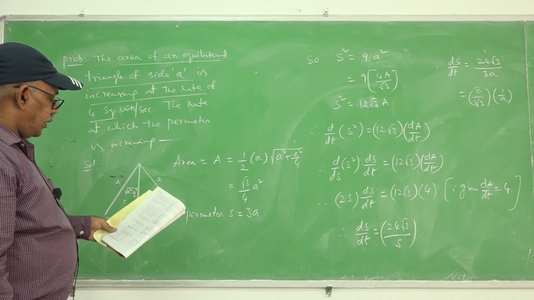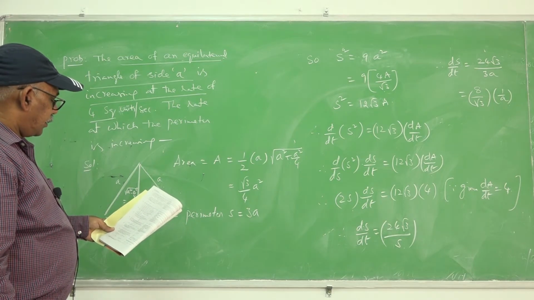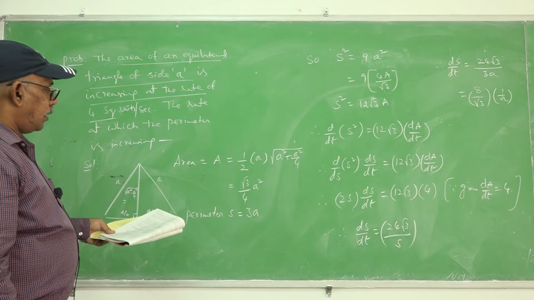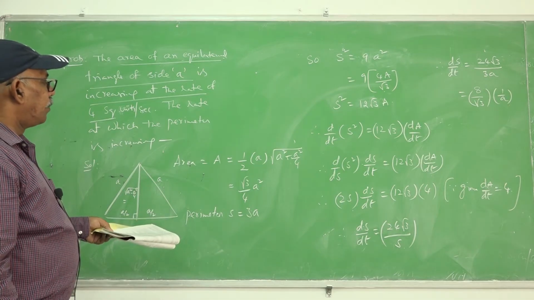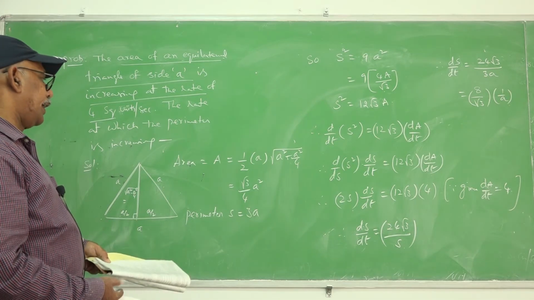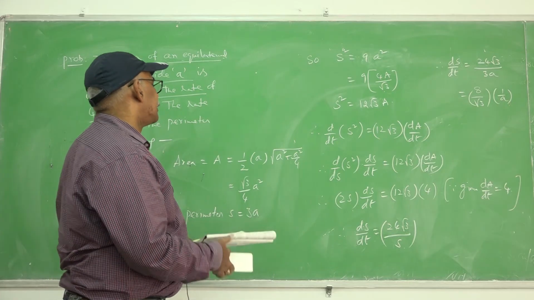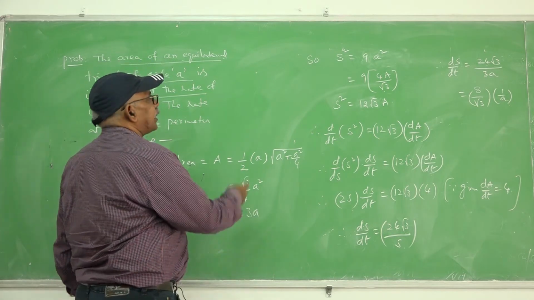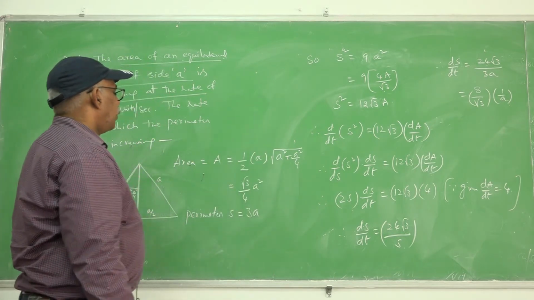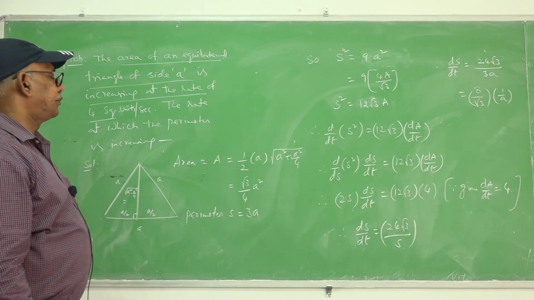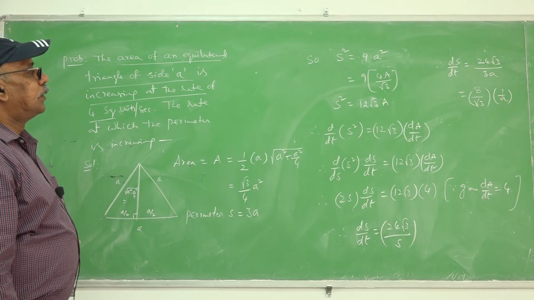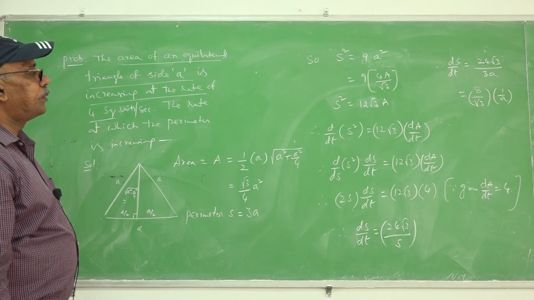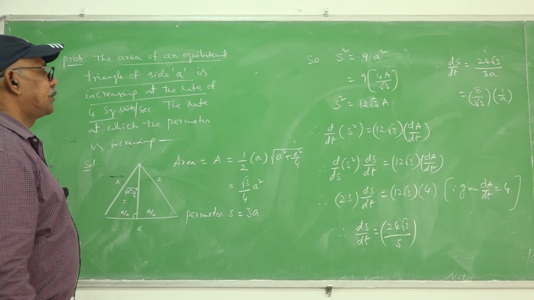So, that is 1 by 4 root 3 by 4 a square. This is root 3 by 2, root 3 by 4 a square, 9 a square. 4a by root 3 a square, 36, 12 into 3. So, 12 root 3 a square.